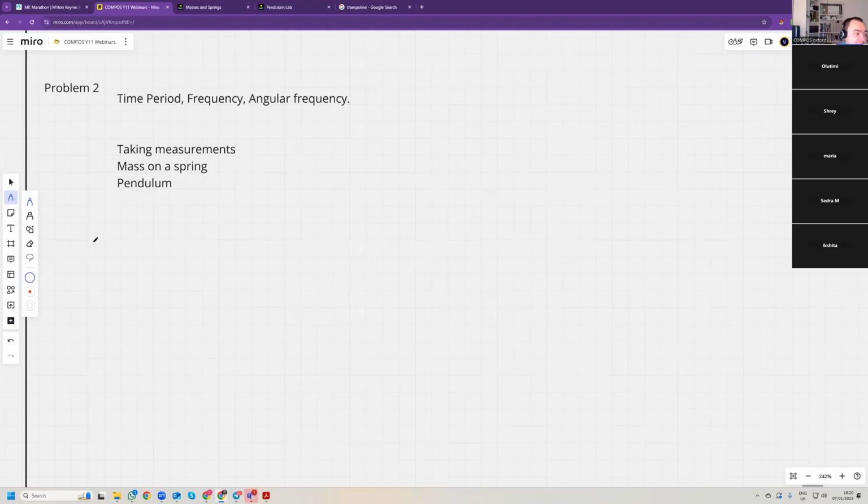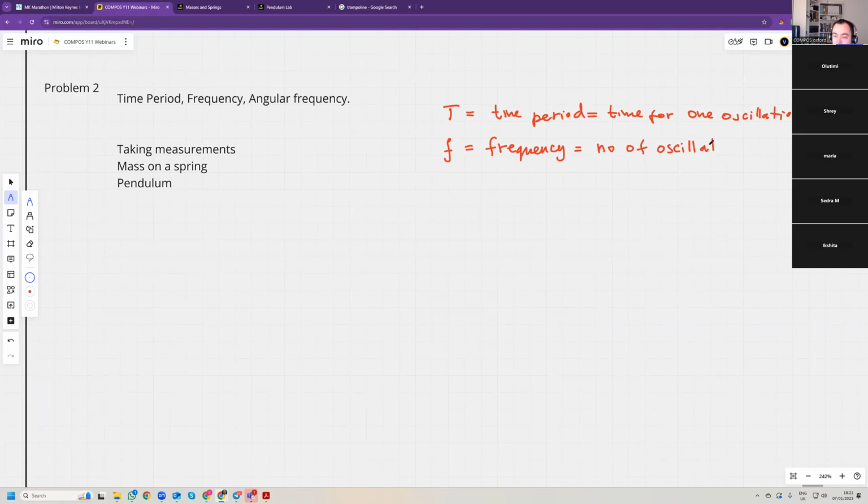So the time period is how long it takes for one oscillation. The time period is the time for one oscillation. And that's obviously in seconds. Frequency is the number of oscillations per second. And that's measured in hertz.